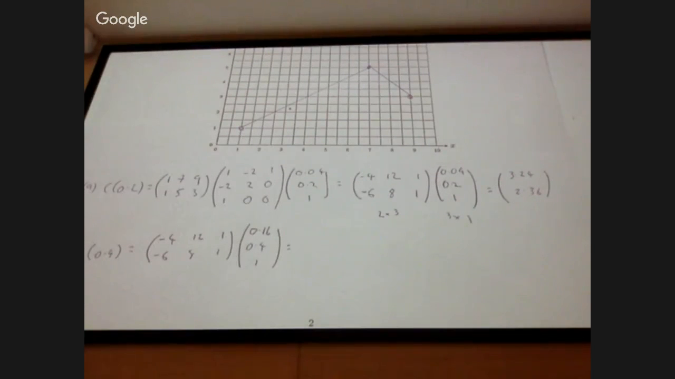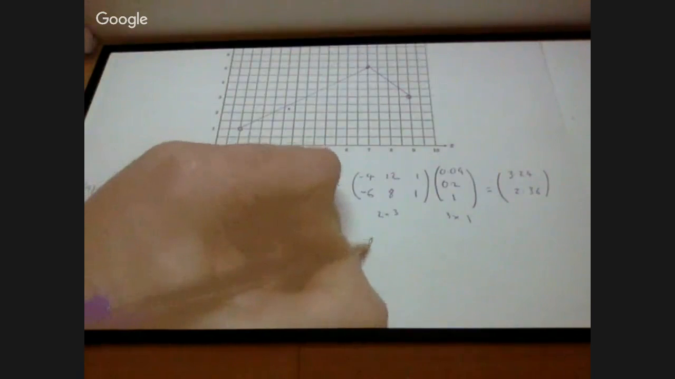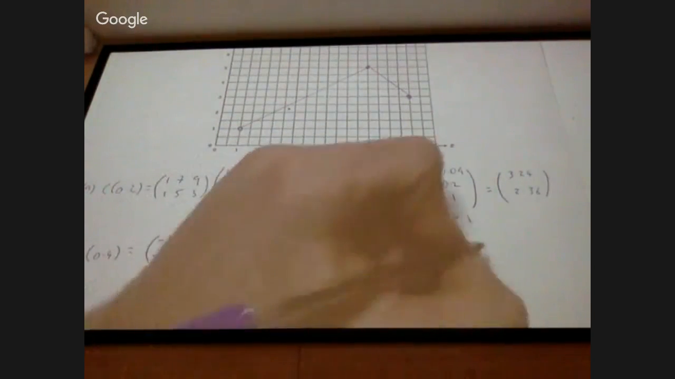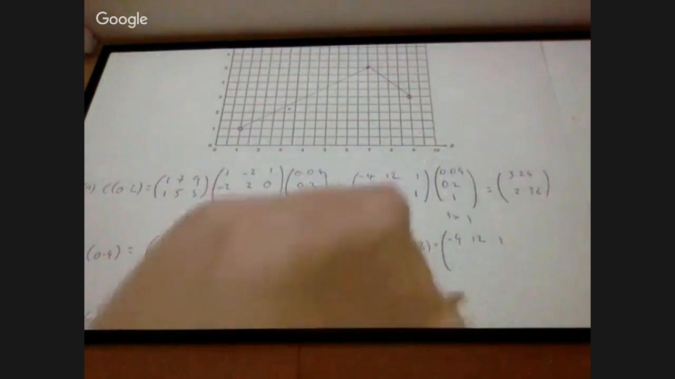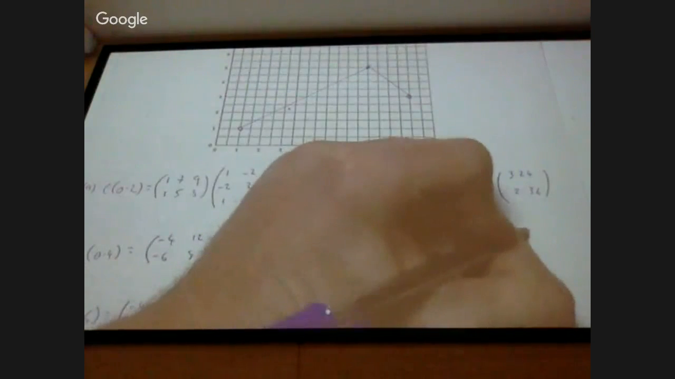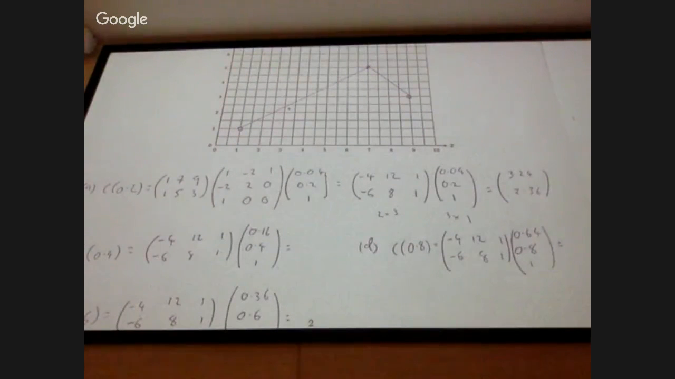Okay, C is when t is equal to 0.6. It's going to be the same first matrix, then 0.36, 0.6, 1. And D is the same first matrix. This time it's going to be 0.8 squared. Okay. Just 3 matrix multiplications to work out.